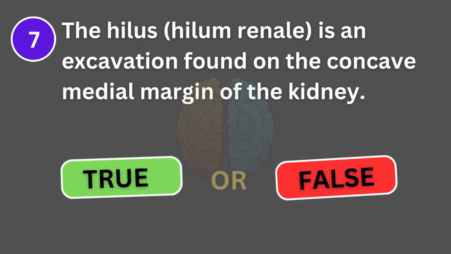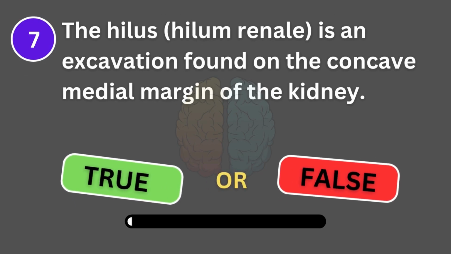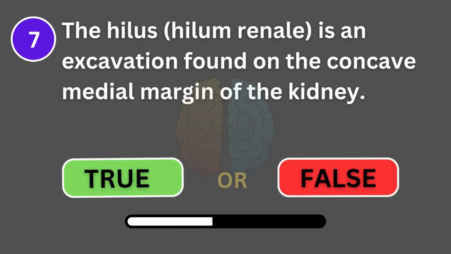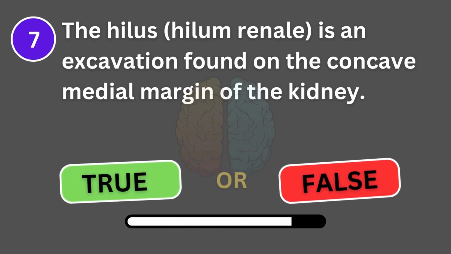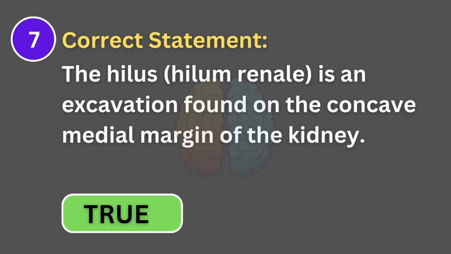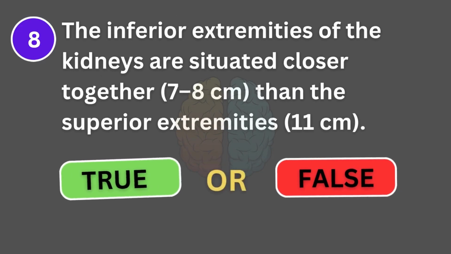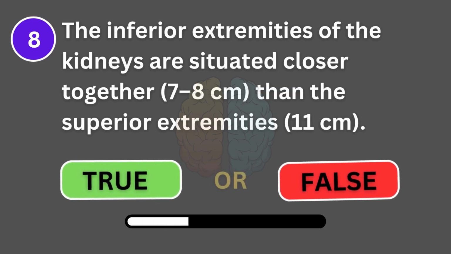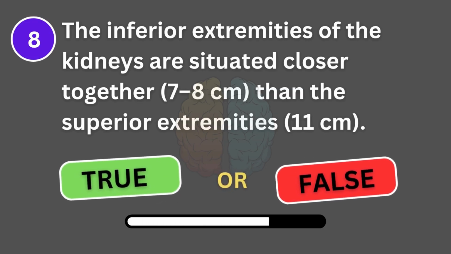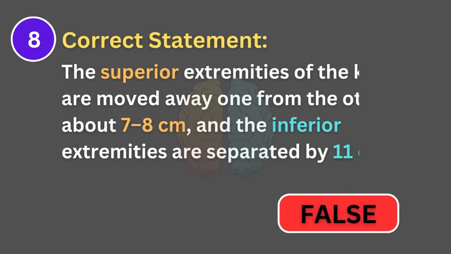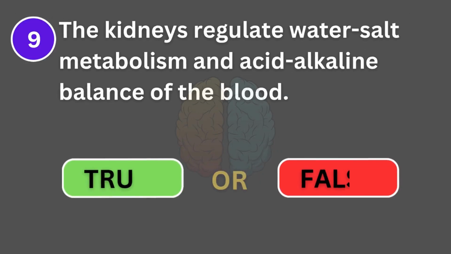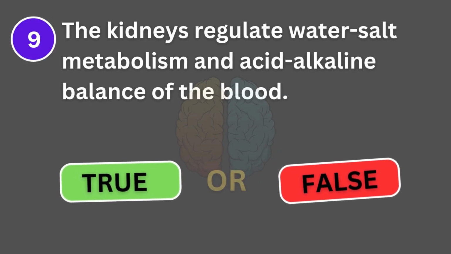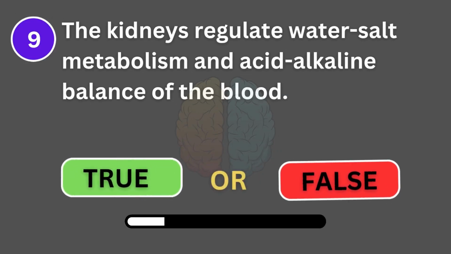The Hilum renale is an excavation found on the concave medial margin of the kidney. The inferior extremities of the kidneys are situated closer together, 7 to 8 centimeters, than the superior extremities, 11 centimeters. The kidneys regulate water-salt metabolism and acid-alkaline balance of the blood.